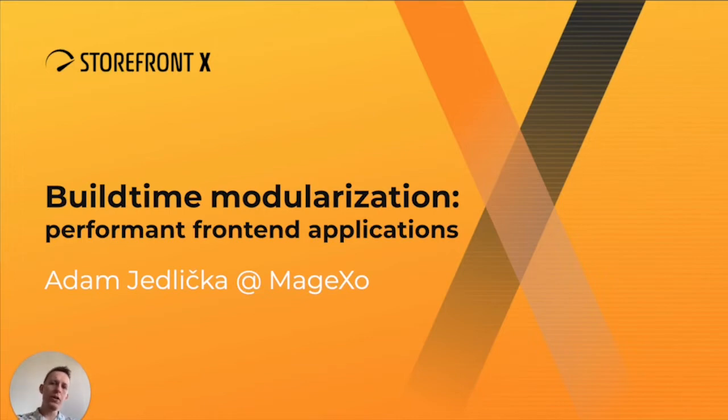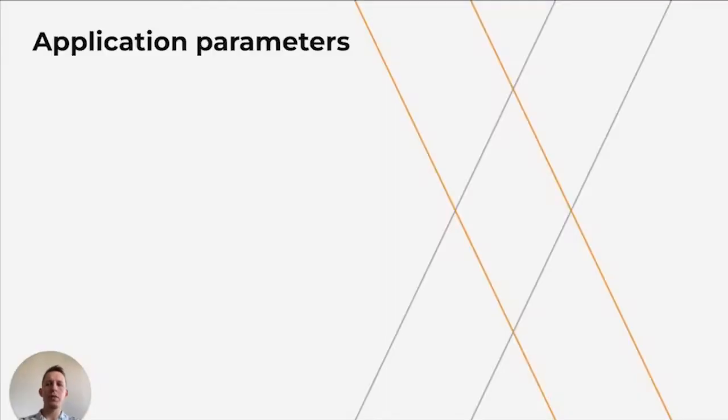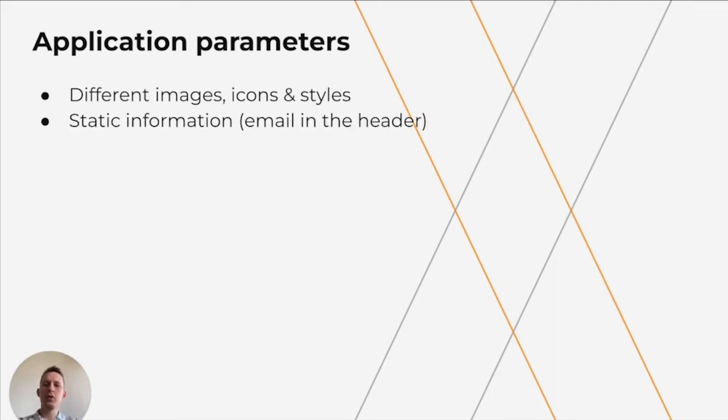So we at Magexo build eShops, and we build complex eShops that are deployed to multiple countries. And that means that the application has to have parameters. And what do I mean by parameters? Well, in different countries, the customer might want to have different images, icons, and styles, or static information like an email in the header or a telephone number in the footer.